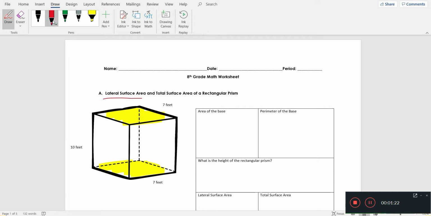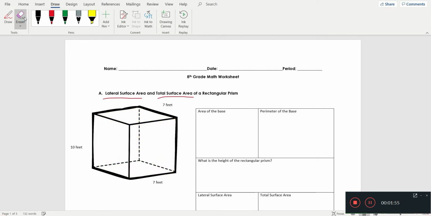Then we have the total surface area. The meaning of the total surface area is when you cover the prism with the lateral surface area including the bases. So if I'm going to cover this rectangular prism, I'm just going to shade everything or gift wrap everything because I need to cover the whole thing. So that's the meaning of the words lateral surface area and total surface area. It's just a review.